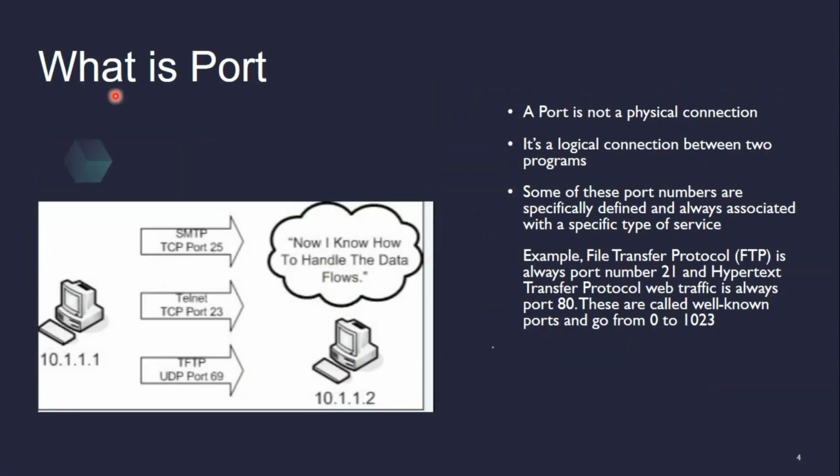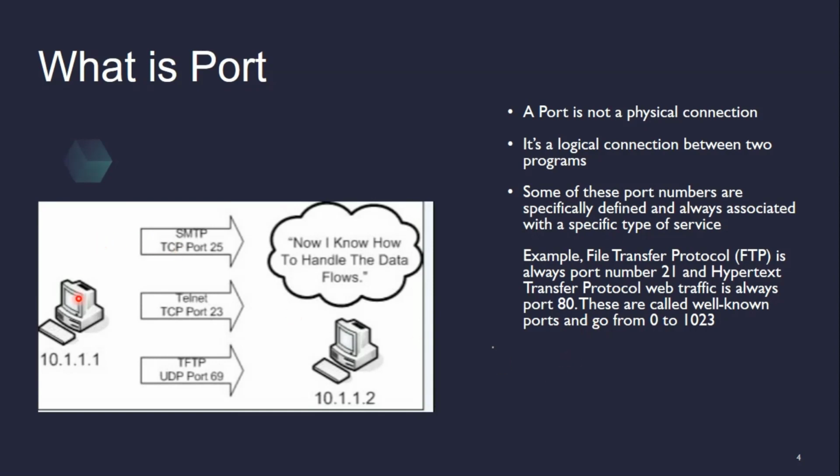Coming to what is a port. A port is not a physical connection. Actually, it is a logical connection between two nodes, or two computers, we can say. Some ports are specifically defined and associated with specific types. For example, SMTP port number 25, Telnet port number 23, and TFTP port number 67. And we have well-known port numbers, which go from 0 to 1023. Generally, for HTTP the port number is 80, and for HTTPS the port number is 443.